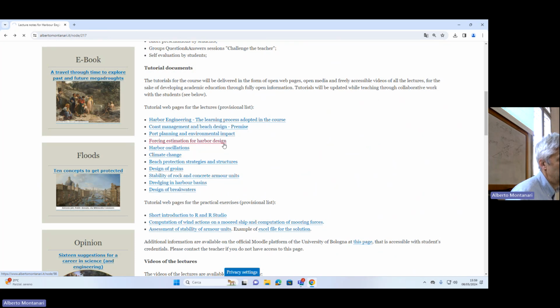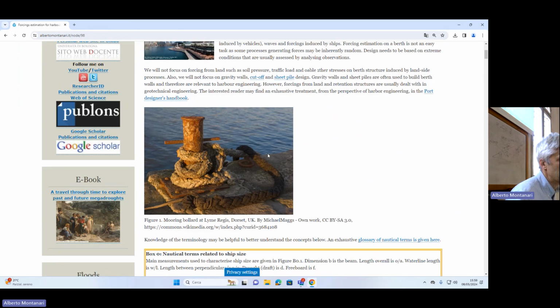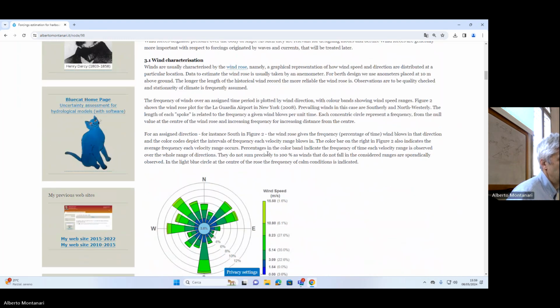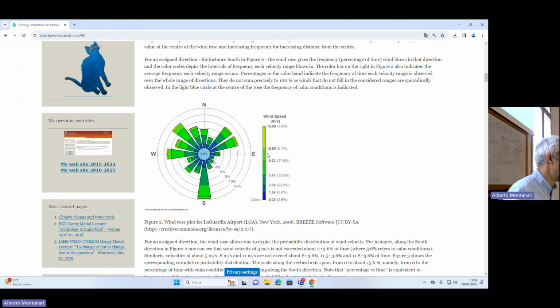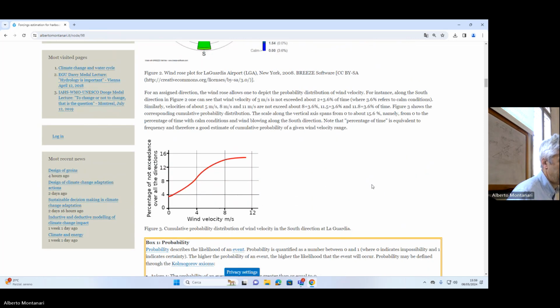So I may ask you a question about windrows. What is a windrose? And then you have to explain what it is, using as few words as possible. Okay, you have to be rigorous but short. Of course, you have to find a good compromise between a short answer and a rigorous answer.